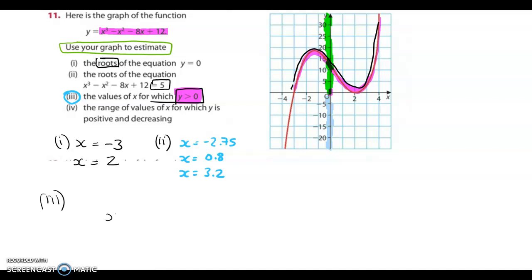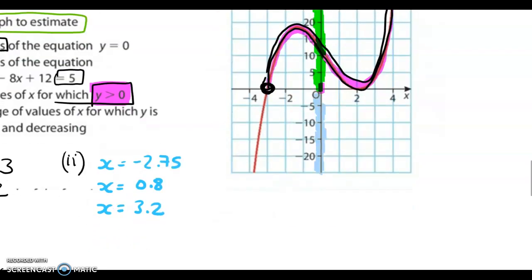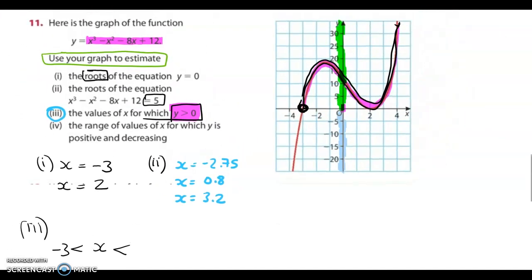So, put x in the middle. Put a little arrow going to the left twice, either side of it. The function is greater than 0 from here, right? Because you can see it starts being greater than 0 there, and it finishes being greater than 0 up here. So from here, where is that? That's minus 3. So minus 3 to here. Where is that? That is 4. Okay? Now, you can do that.